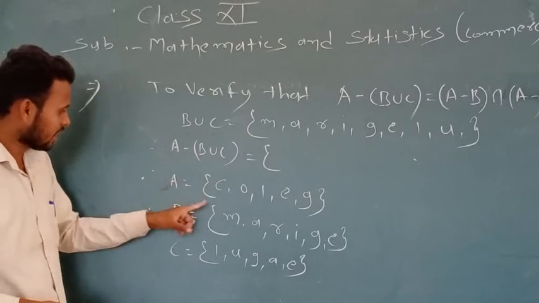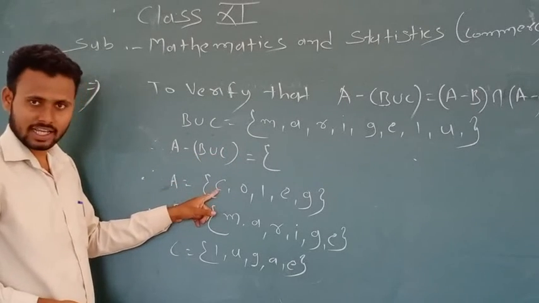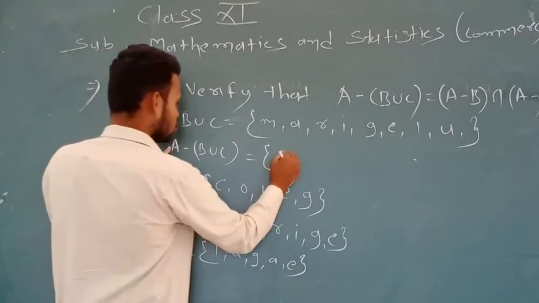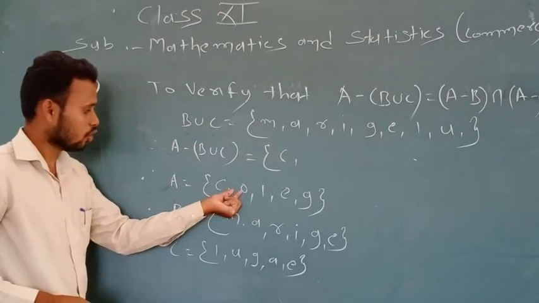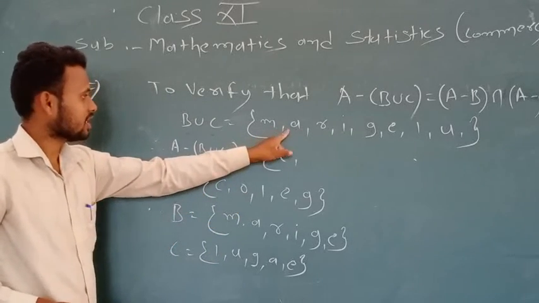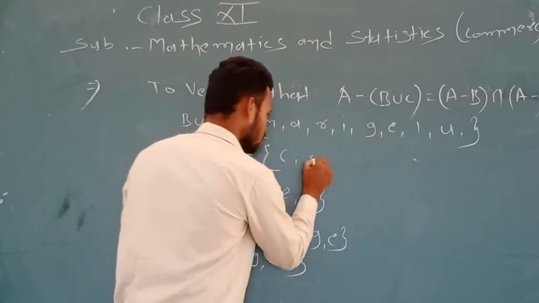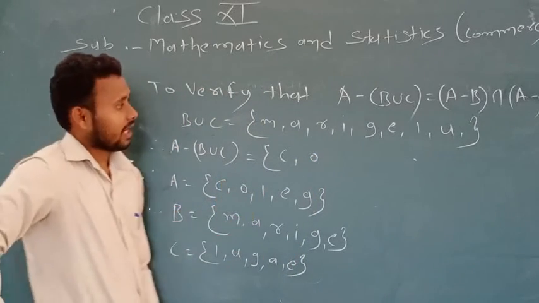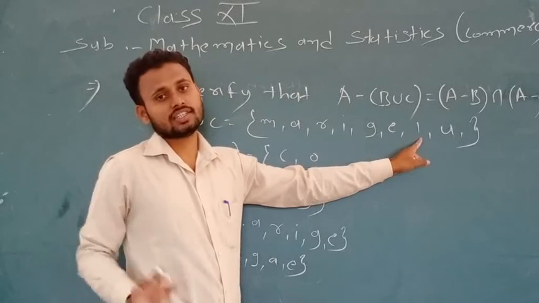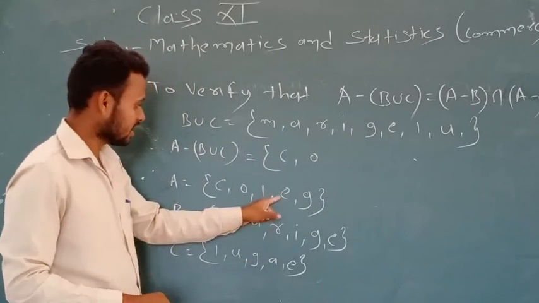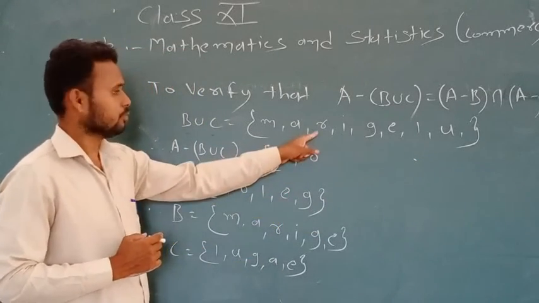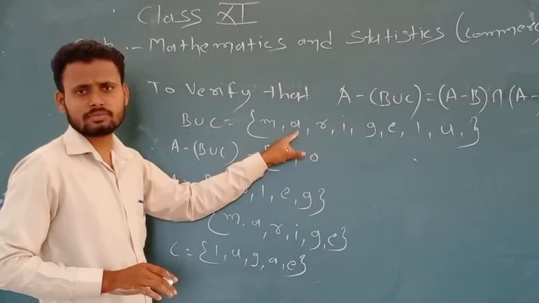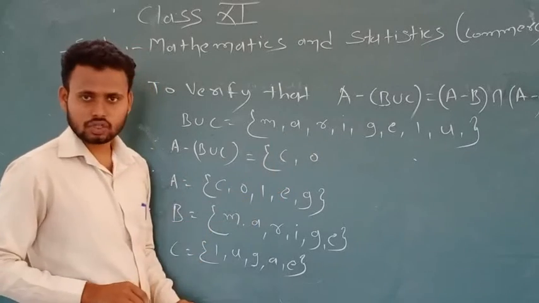Therefore set A, C, element C belongs to A but does not belong to B union C. Therefore आपण इथे काय घेऊ शकतो? C. Then next element O belongs to A but does not belong to B union C. Therefore O सुद्धा घेऊ शकतो. Then next element L belongs to A. L also is in B union C. Therefore हा घेऊ शकत नाही आपण. Then next E A मध्ये पण आहे, B union C मध्ये आहे, घेणार नाही आपण. G A मध्ये पण आहे, B union C मध्ये पण आहे. Therefore ते एलिमेंट घेऊ शकणार नाही.